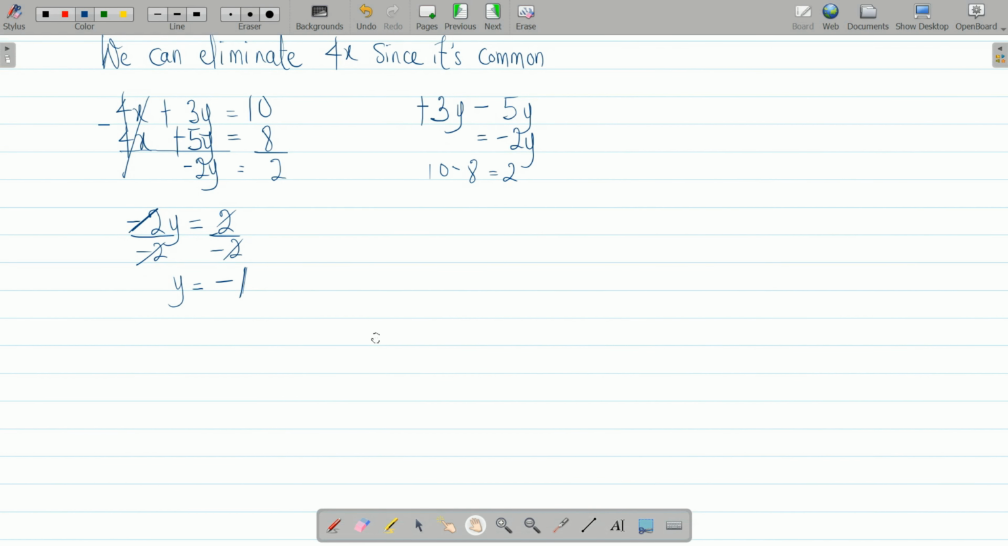Now we substitute the value of y into any of the equations, but I prefer to choose equation 2. For x plus 5y equals 8. Don't forget y was minus 1.